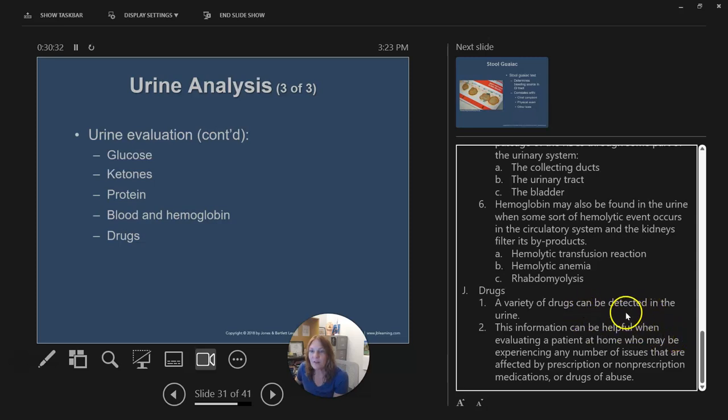So a variety of drugs can also be detected in our urine. This information can be helpful when evaluating a patient at home who may be experiencing any number of issues that are affected by prescription or non-prescription medications or drug abuse.